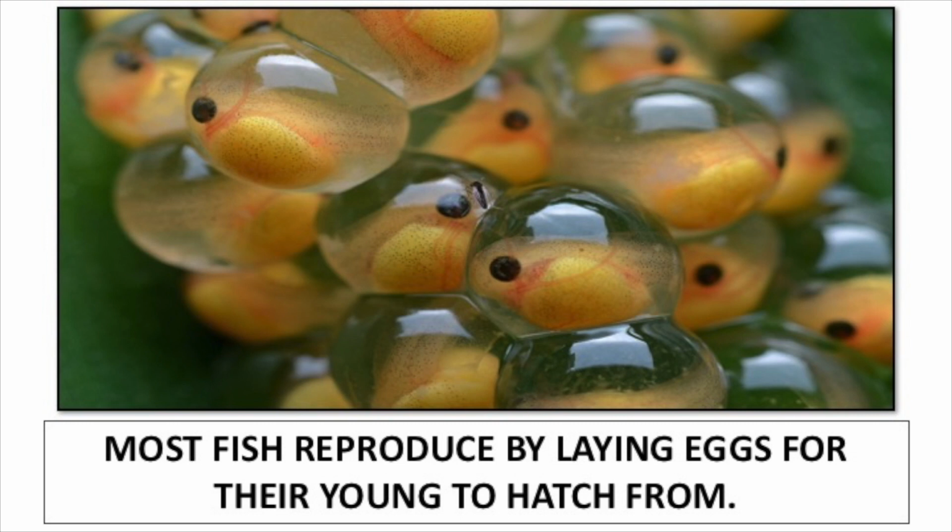Most fish reproduce by laying eggs for their young to hatch from. Yes, if you look closely, what do you think you can see inside the eggs? Fish, baby fish, not even born yet. They're still inside the egg. But that's how fish appear. They come from eggs.